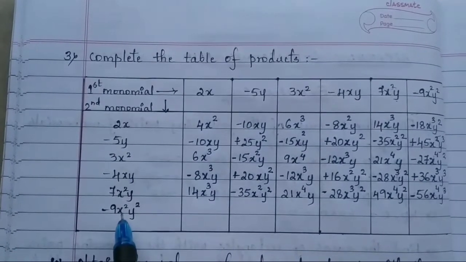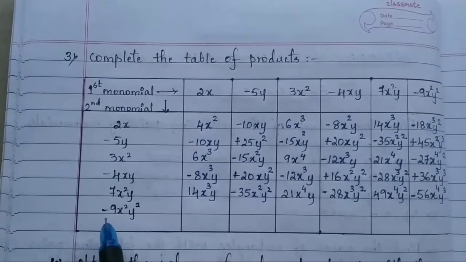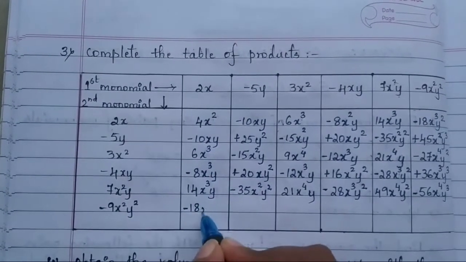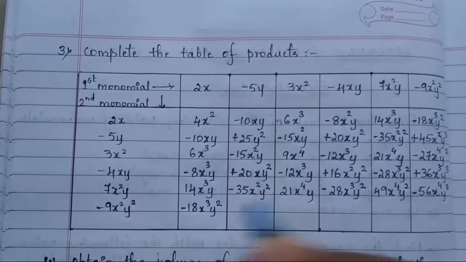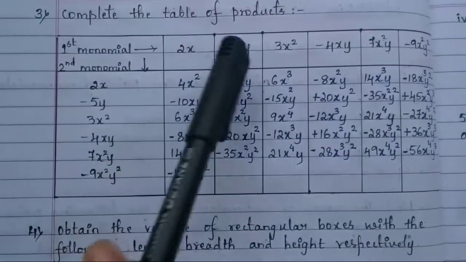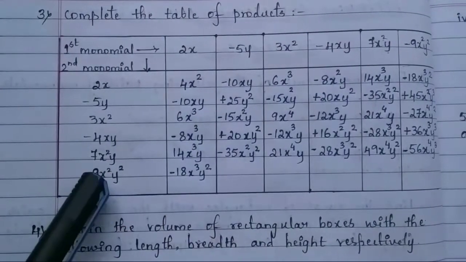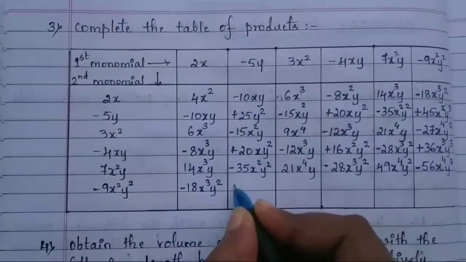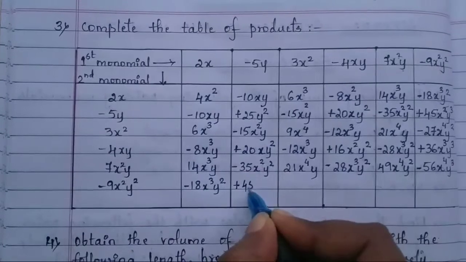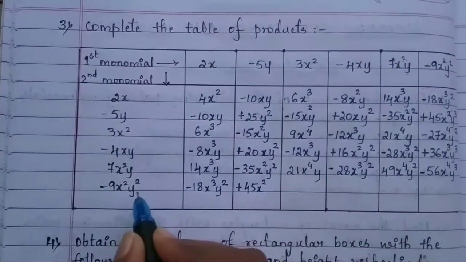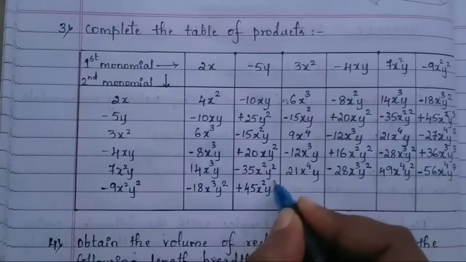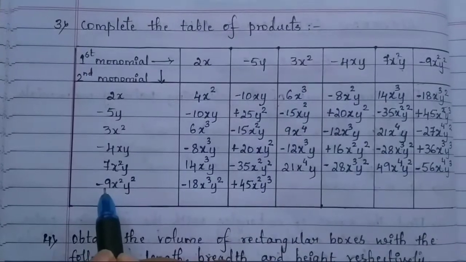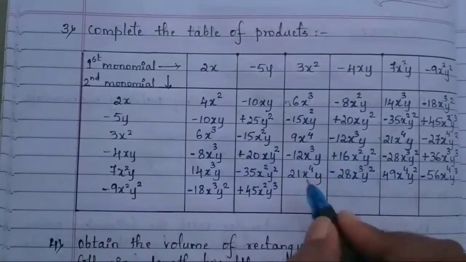Next comes minus x square y square into 2x. Minus 9 into 2 is minus 18. x square into x is x cube and y square will be as it is. Okay, next we can see the next question. Minus 5y and minus 9x square y square. Okay, so minus into minus, here we are going to get plus. 9 5s are 45 and x square will be as it is, y square and y will become y to the power of 3. Okay, then 3x square into minus 9x square y square. So minus will be as it is.